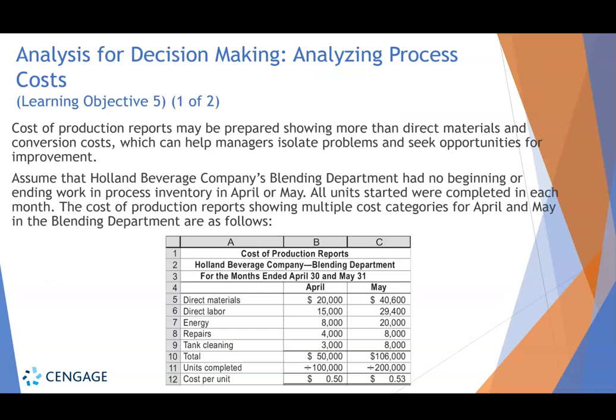We're going to look at one of the final items here. Analysis for decision making. Cost of production reports may be prepared showing more than direct materials and conversion costs, which help managers look at issues and find ways for improvement. So in this case, Holland Beverage Company's blending department had no beginning or ending work in process in April or May. All units started were completed in each month. The cost of production reports showing multiple cost categories for April and May in the blending department are shown here.